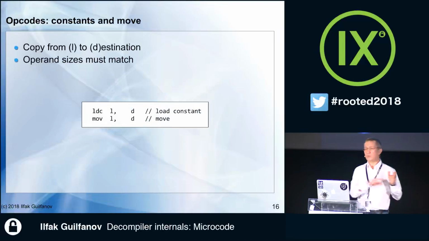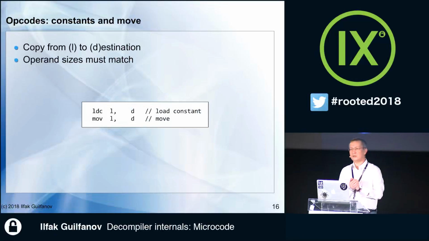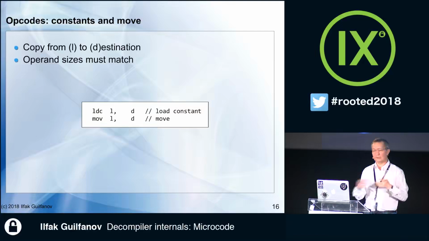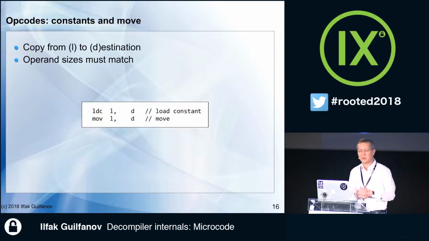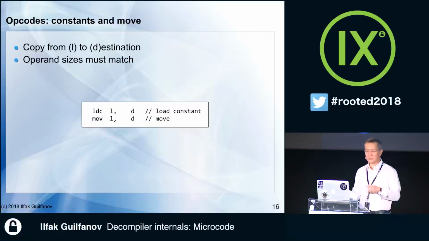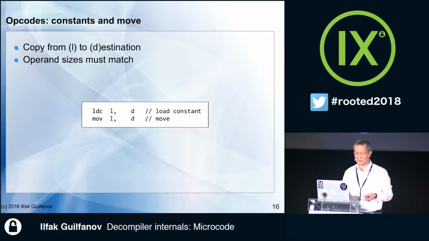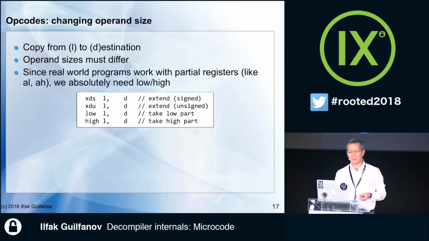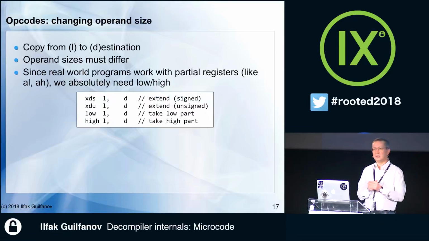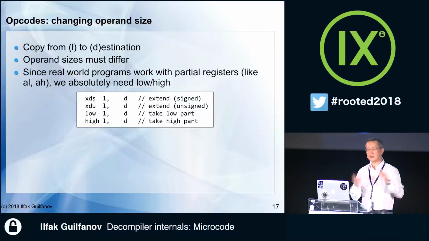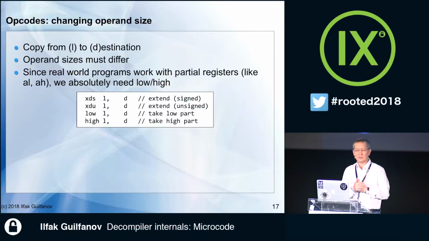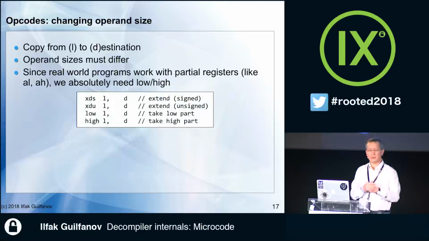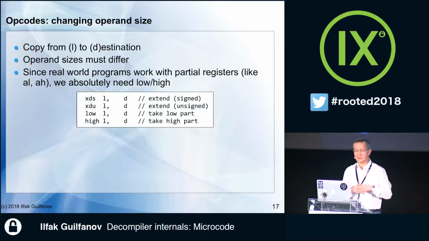Okay, let me quickly browse all these micro instructions that we can have in the microcode. First of all, we should be able to move values around. So we have two instructions for that. Move just means left to the destination, and LDC stands for load constant. Very simple two instructions. Then, since in real-world programs, values are sometimes truncated, sometimes expanded, zero extended, or sign extended, we need micro instructions to handle that as well, like extend sign, unsigned, takes low part or the high part of the operand.